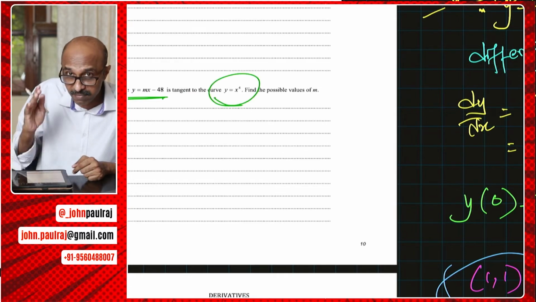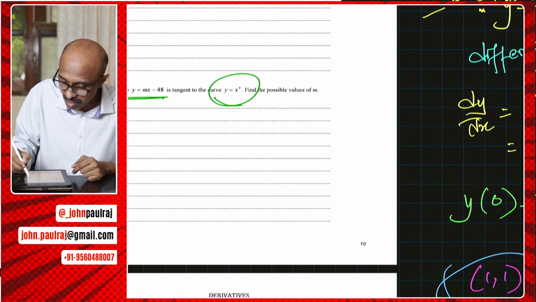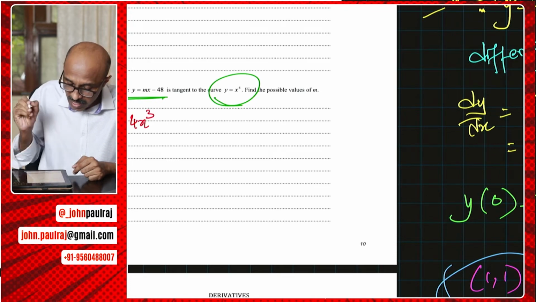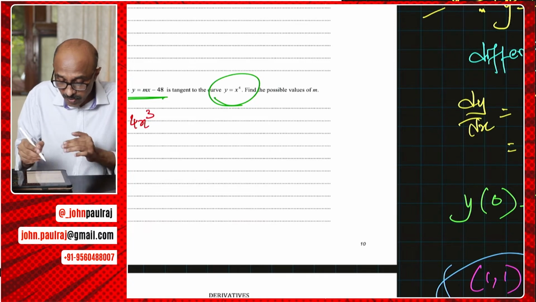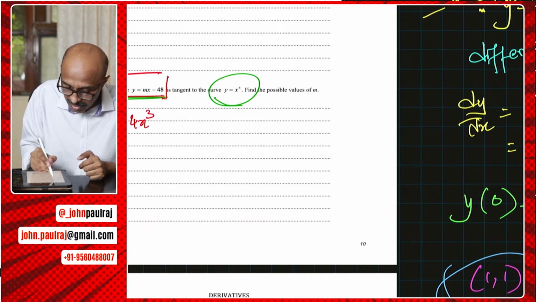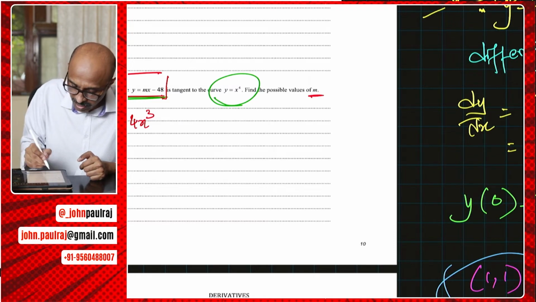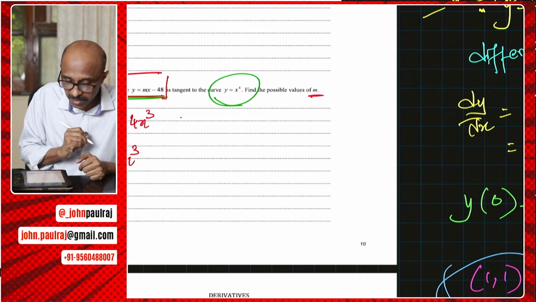So the same idea, dy by dx gives us the slope of the tangent. So dy by dx is going to be equal to 4x cubed. And we know that dy by dx gives the slope of the tangent, and this is the equation of the tangent. It's tangent to the curve. We need to find the values of m. So this particular m, at some value of x, is equal to 4x cubed.